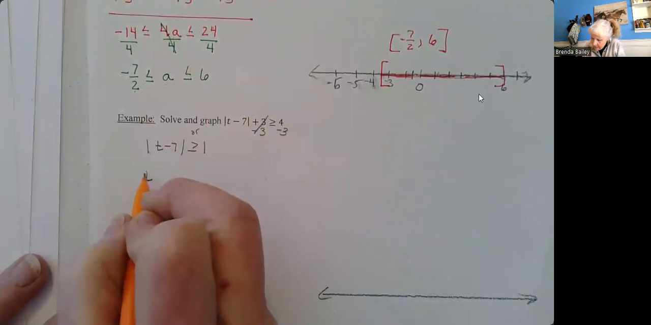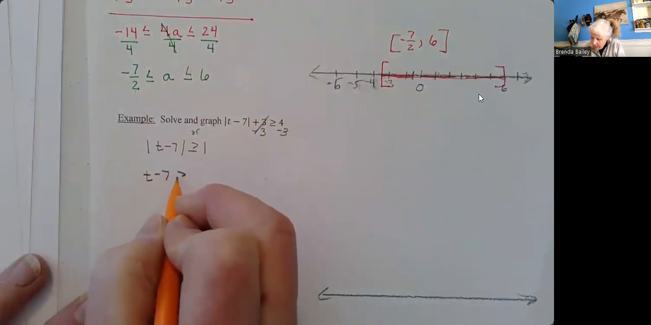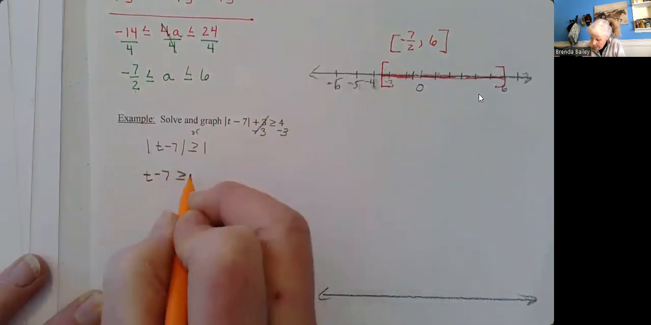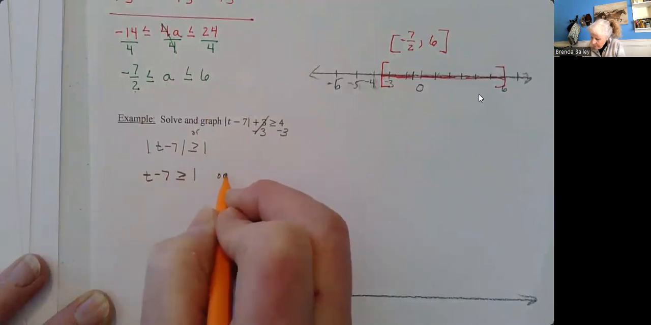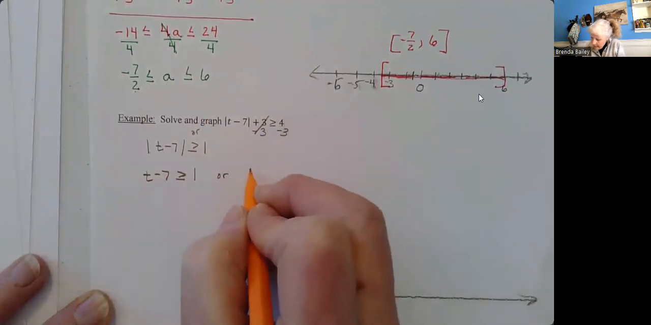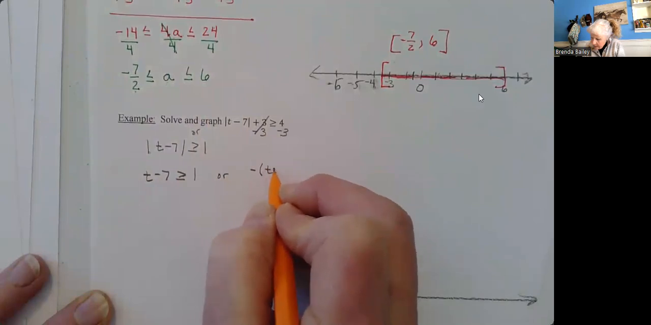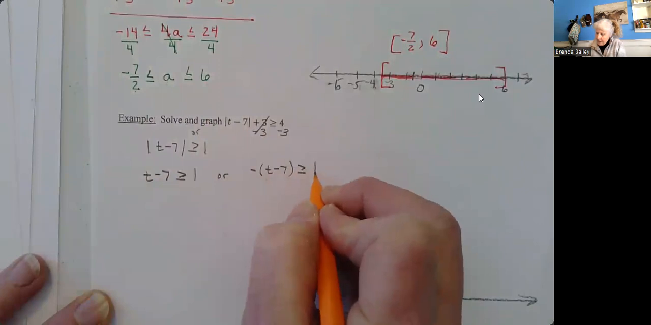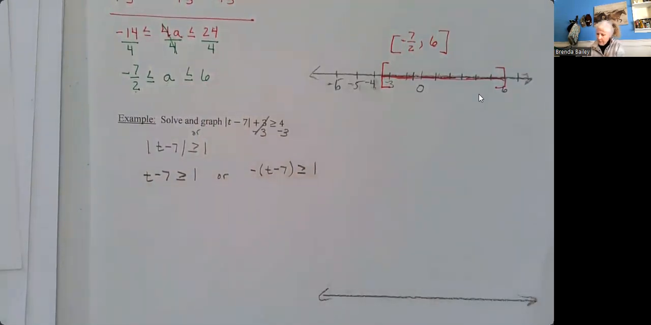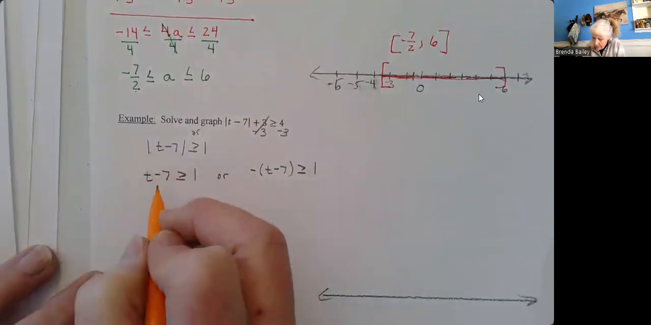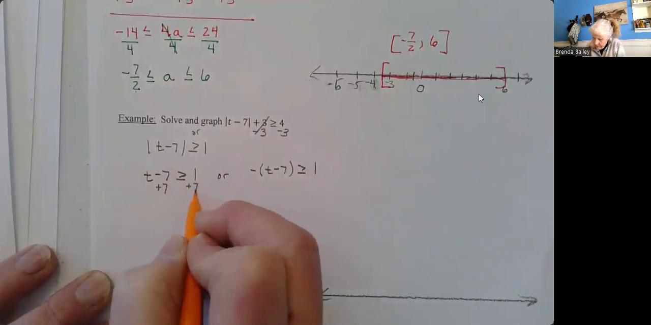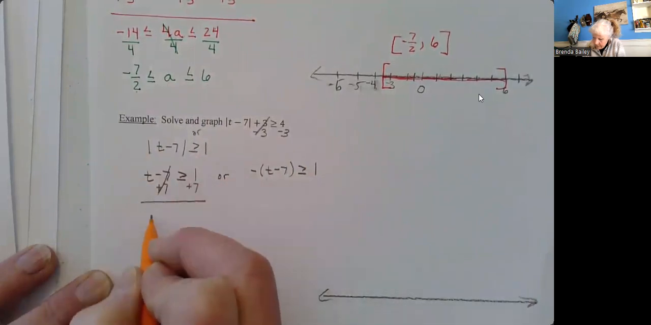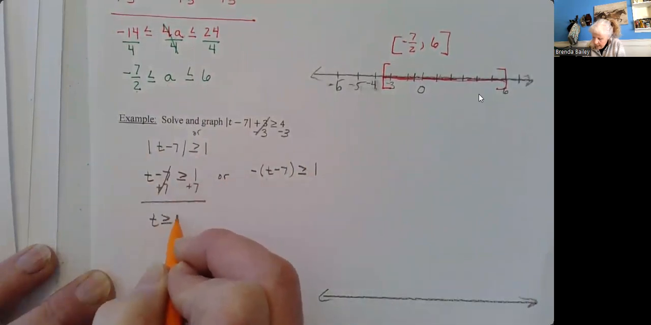We have t minus 7 is greater than or equal to 1, or the opposite of that, inside. So what's inside can be positive or negative. And we solve both of those. I tried to move this up a little bit. It takes a few more steps, but there's not a lot of steps here. So you add 7. t is greater than or equal to 8.